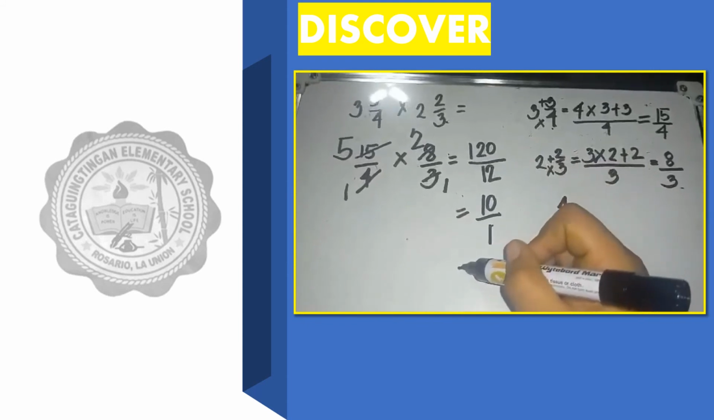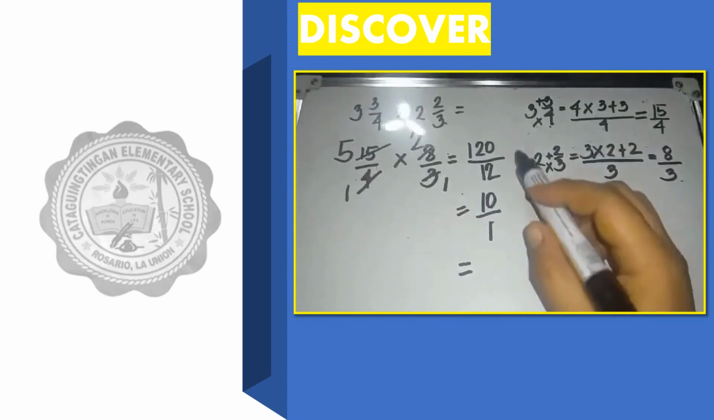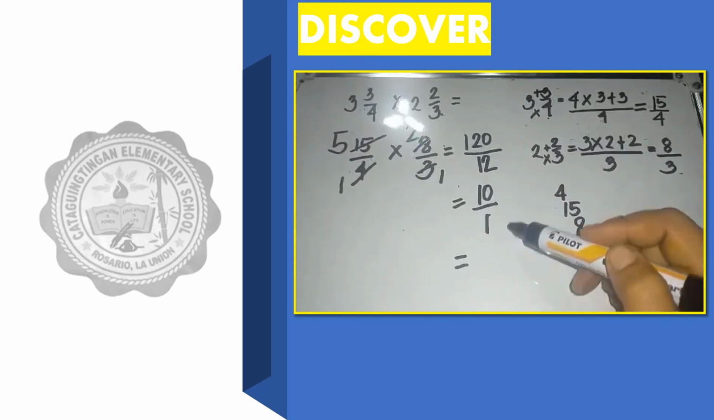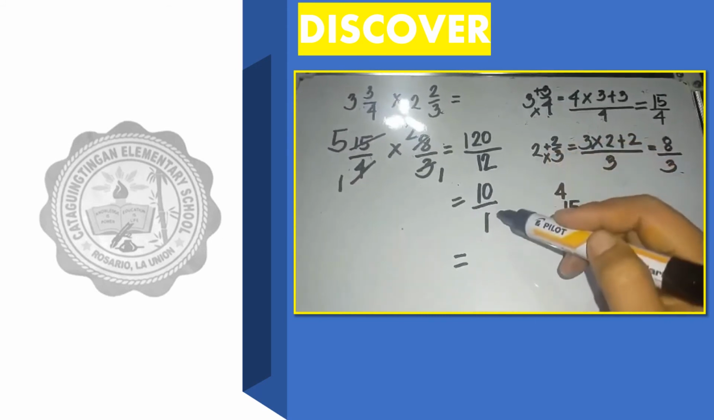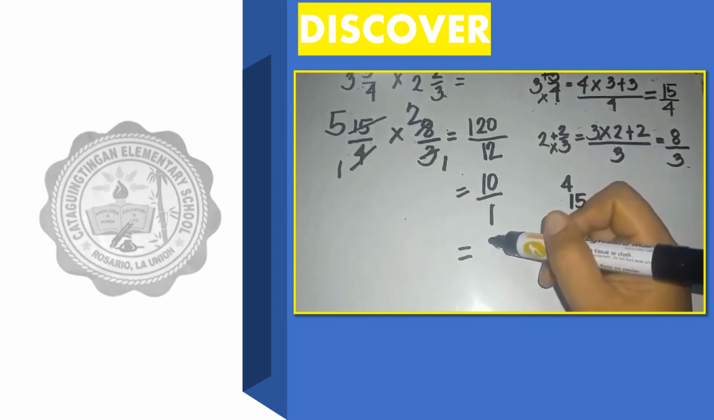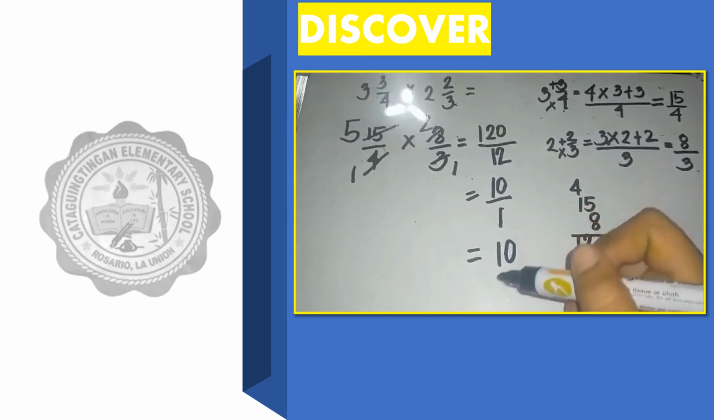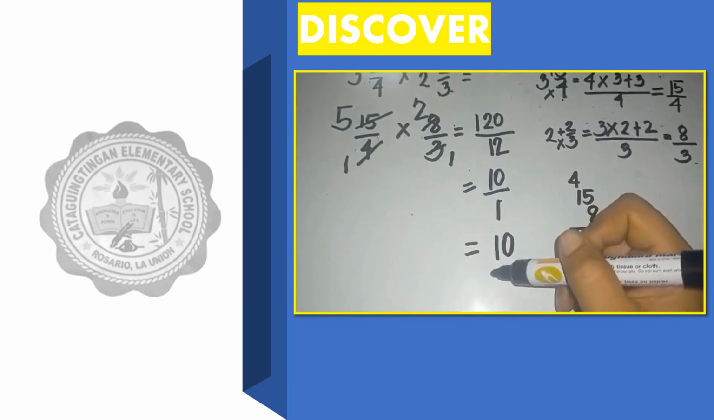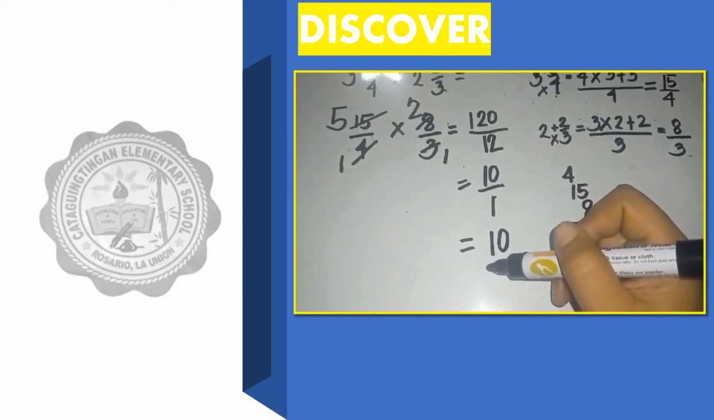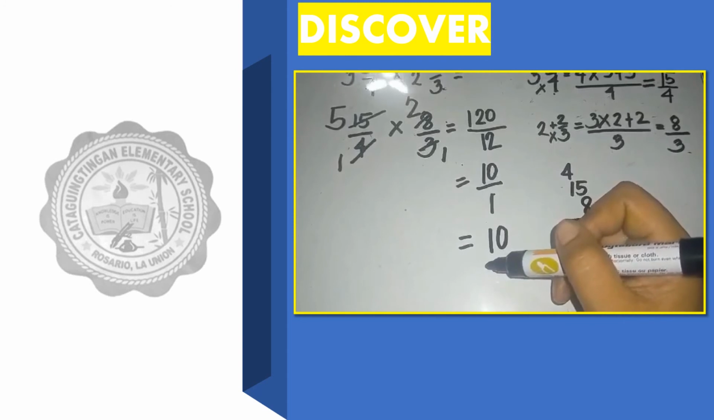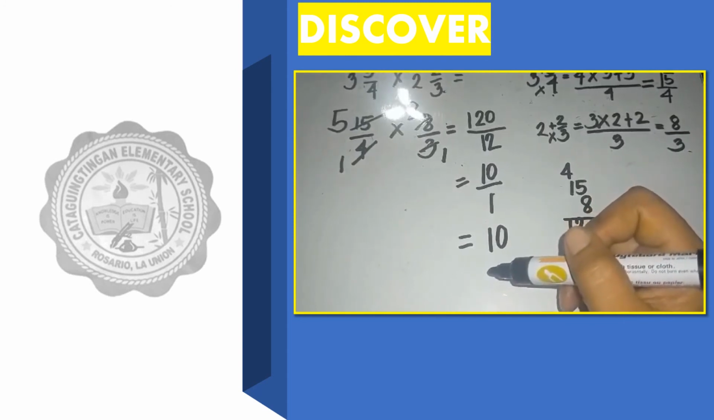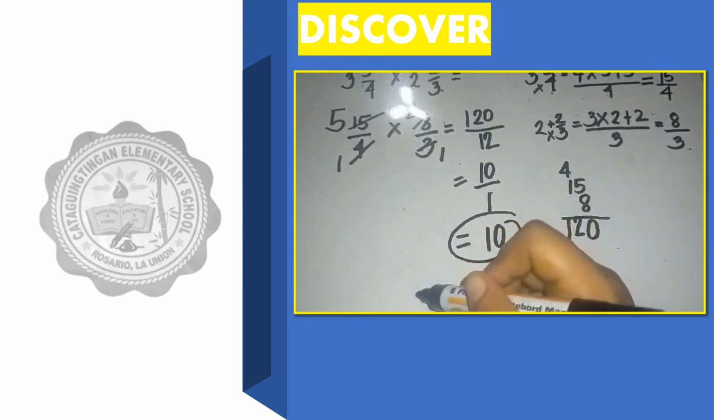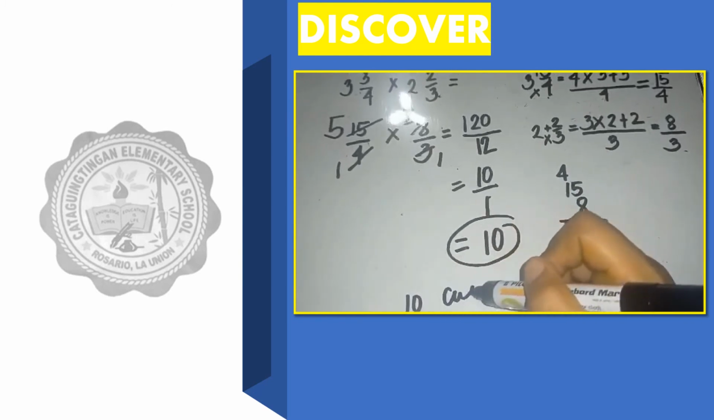So, let us reduce to lowest term. Kung yung 120 divided by 12, ang sagot dyan ay 10. Yung 10 divided by 1, ang sagot dyan ay 10. So, the answer is, we need 10 cups of milk to prepare 2 and 2/3 times of the recipe. So, ito po yung sagot. 10 cups. Naintindihan po?